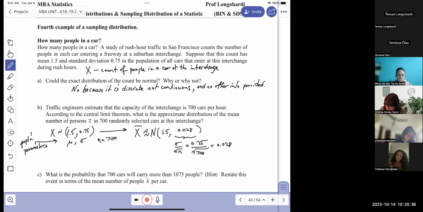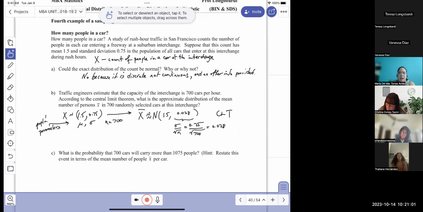Everybody agree? Yes. Good. And so this is because of what's called the central limit theorem. I didn't have to know anything about the shape of the distribution, just the mean and standard deviation to compute this result.